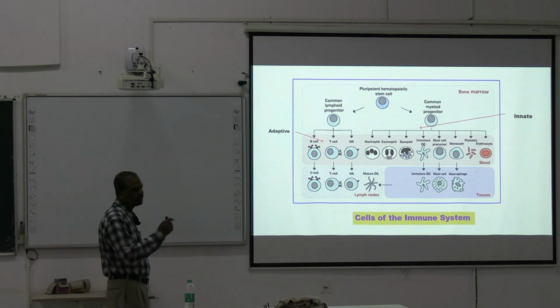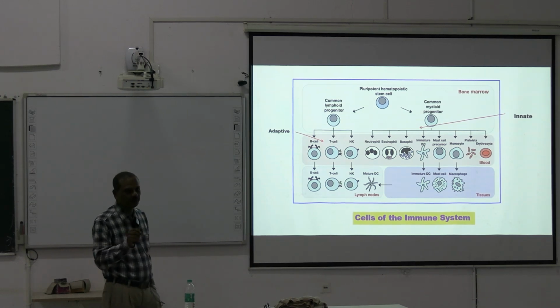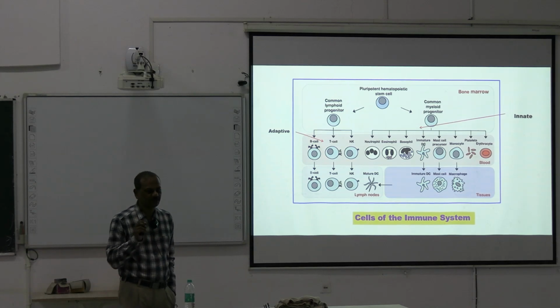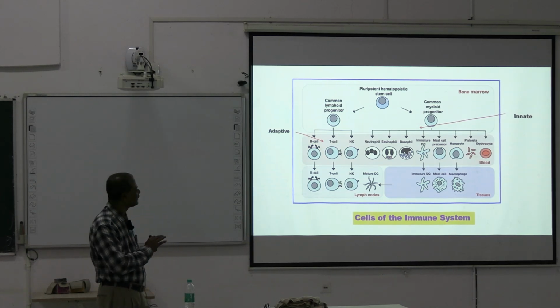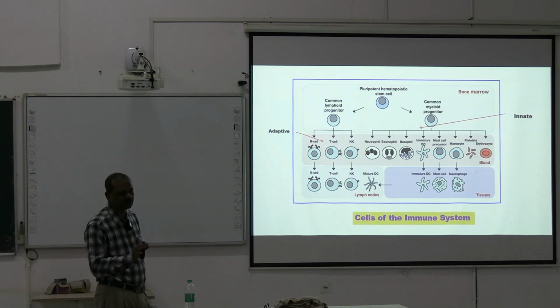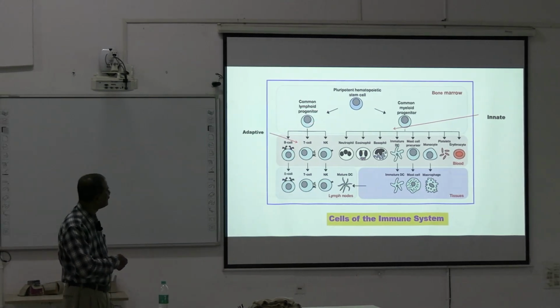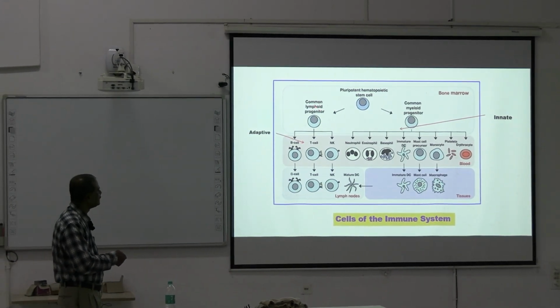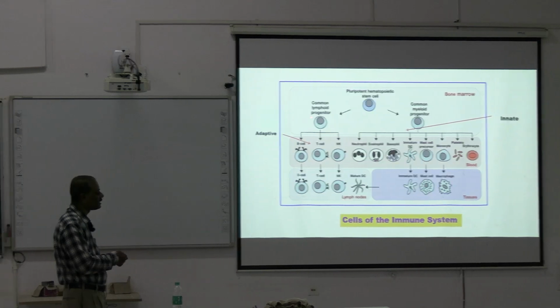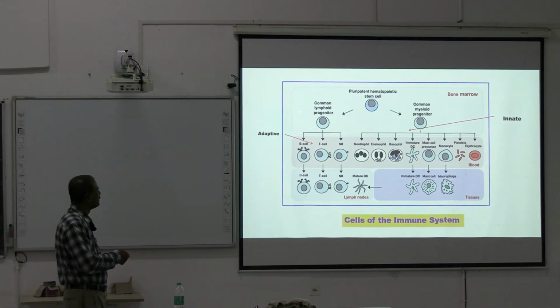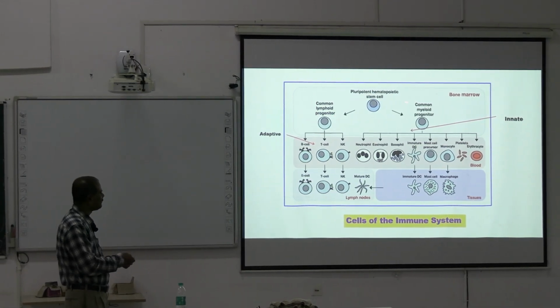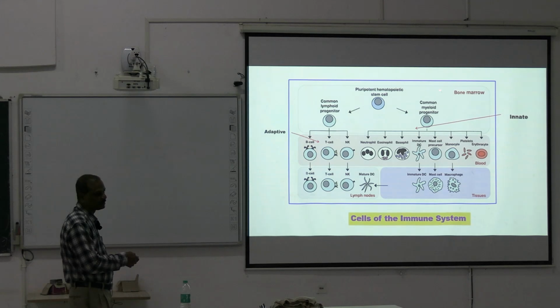See, from the bone marrow, we have pluripotent stem cell, that is hematopoietic stem cell, totipotent cell, pluripotent cells, multipotent cells. There are many types of cells that we will discuss. From pluripotent cells, we get two main types. Write down this thing, it will be helpful: one is common lymphoid progenitor, and one is common myeloid progenitor.